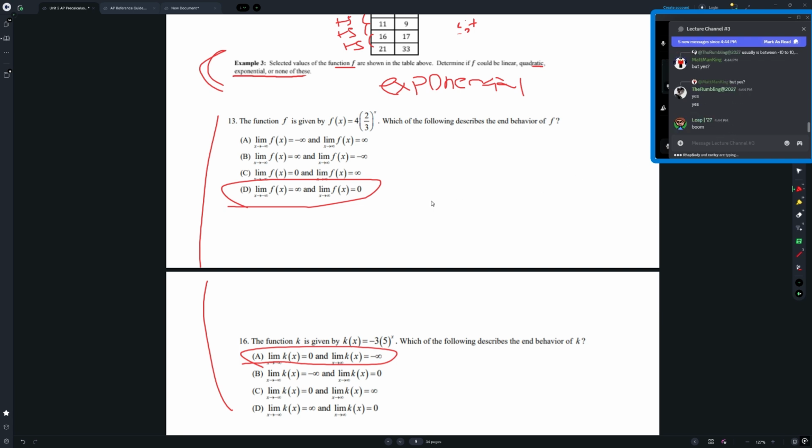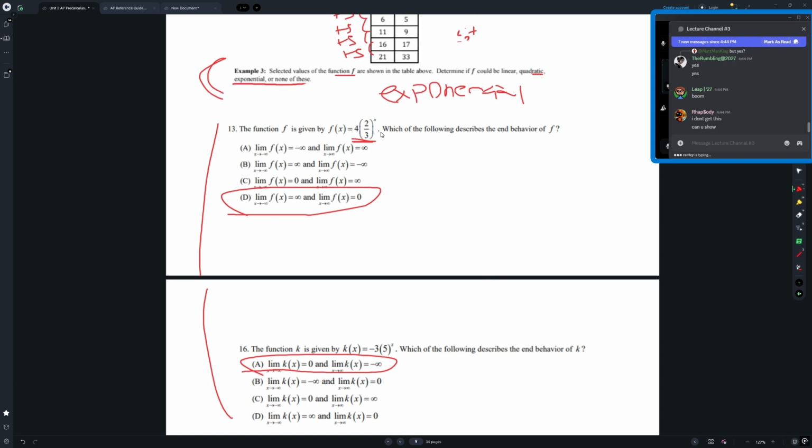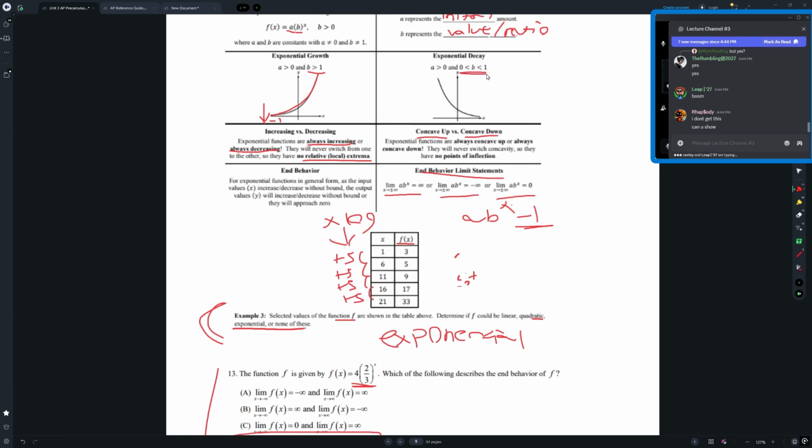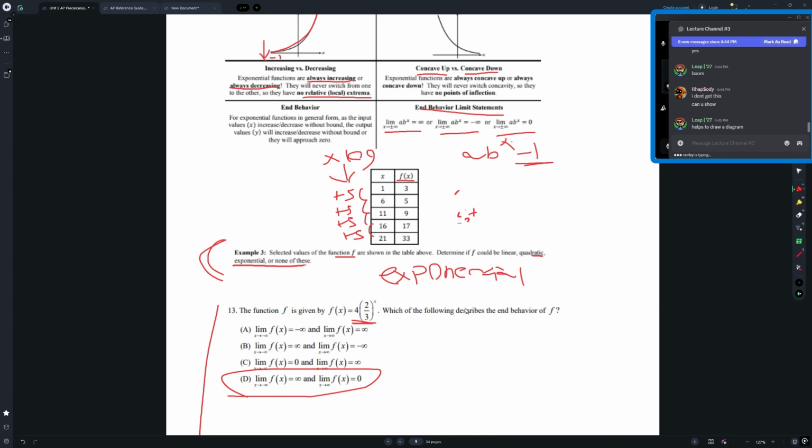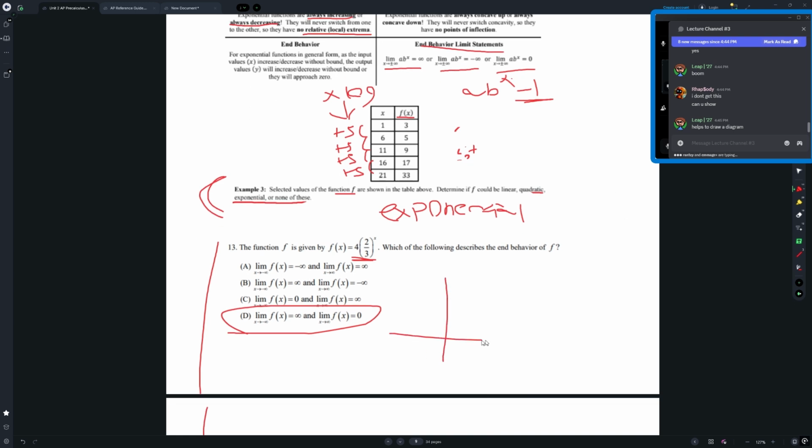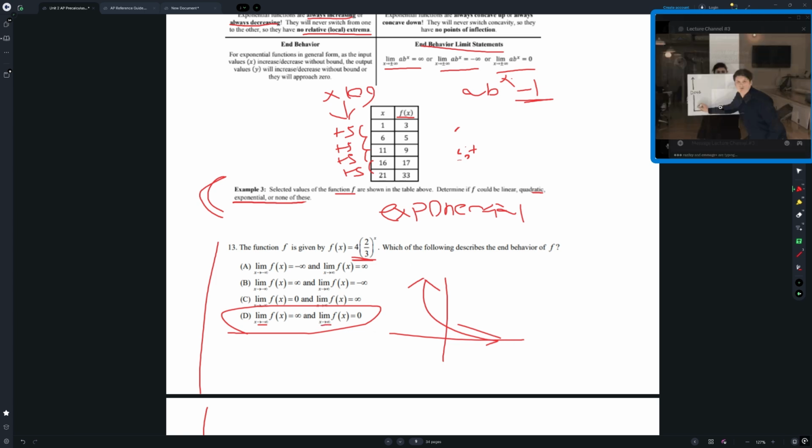Any questions on these two? Then you get this. It gets better. So for this one, if we see this, it says if B is between 0 and 1, it's decaying, and it's positive. It helps to draw a diagram. So it looks something like this, which means as it's going to negative infinity, it's going up to positive infinity, and as x approaches infinity, it goes to 0.